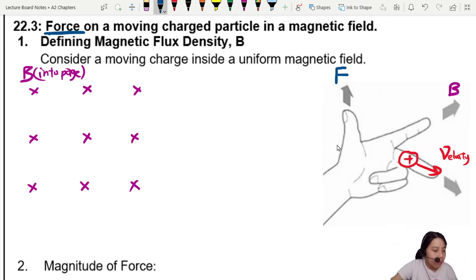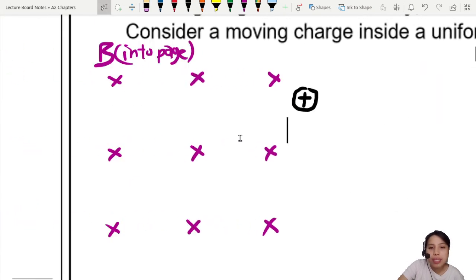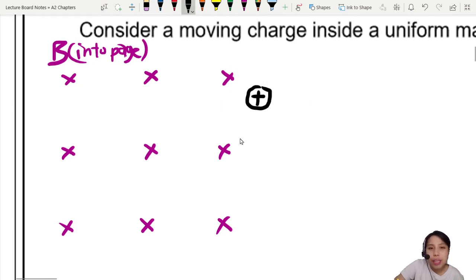Now, we have here a positively charged particle. Let's start with that first. So let's say I have a positively charged particle here, and this particle is going to enter the magnetic field with some velocity V. Let's start with that.